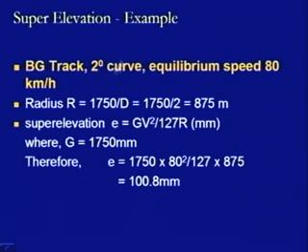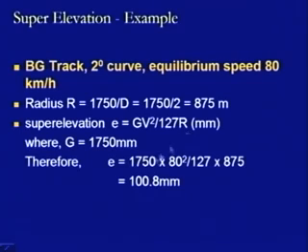Now, once we have been given the degree of the curve, then using the relationship between the degree and the radius, we can compute the value of radius. So, the radius will be nothing but 1750 divided by D, and on the basis of this we get 875 meters. Now, super elevation, as we have seen, is computed as GV square divided by 127 R in mm, where G in the case of the broad gauge track will be 1750 mm. We have seen this value previously.